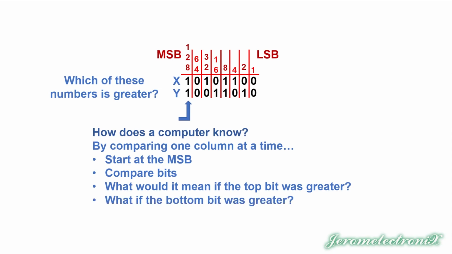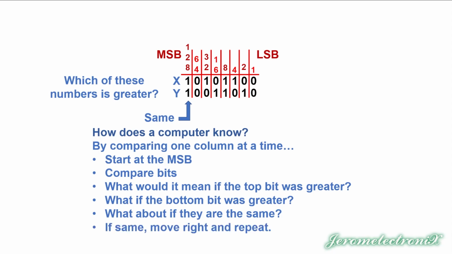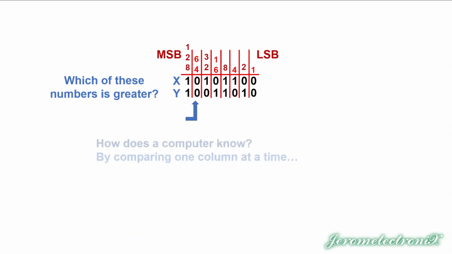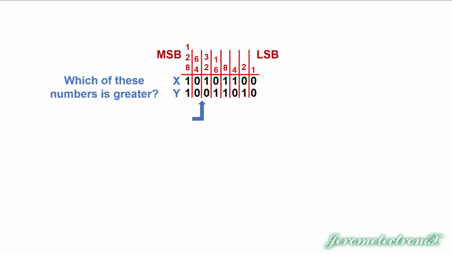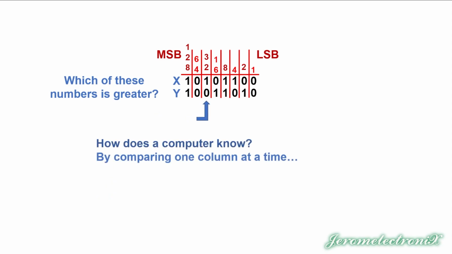So that would be the greatest number. If the bottom were greater, then X would be 0, Y would be 1. All we care about then in that byte is which of these two is greater. But if they are the same, what do we do? Well, if they're the same, we have to move to the next column and repeat the comparison. So next column after the MSB, we're comparing these two. We're in the 64 weighted column. They're the same too. So we've got to move to the next column because there's no way to tell which byte is greater from the first three columns.